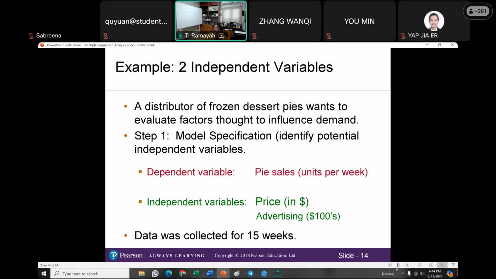Okay, so now we will look at an example of a multiple regression analysis. In this multiple regression analysis, we have one dependent variable, which is the pie sales. The pie sales is in units per week. The independent variables, we have 2 of them. One is price. The other one is advertising. Price is in dollars. Advertising is in hundreds of dollars. And this data was collected over 15 weeks. Okay, 15 weeks. And this is the data.